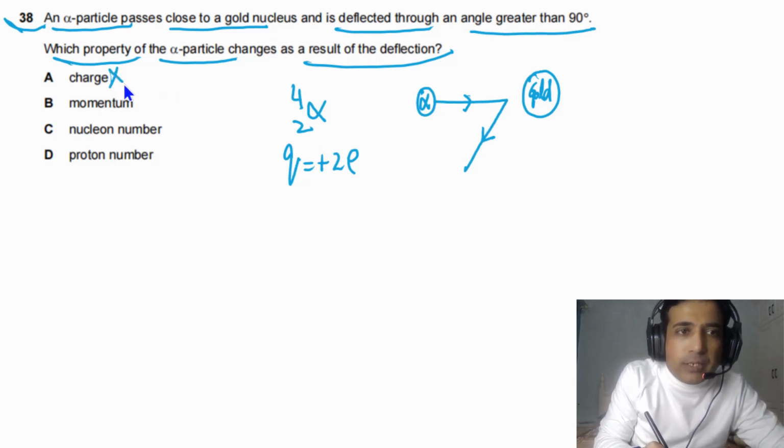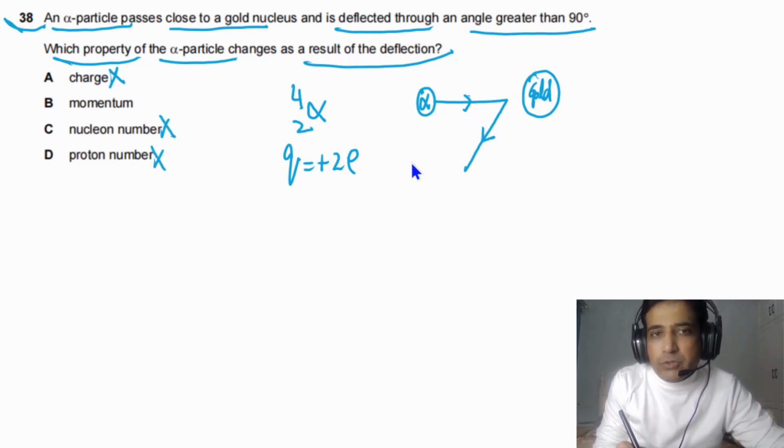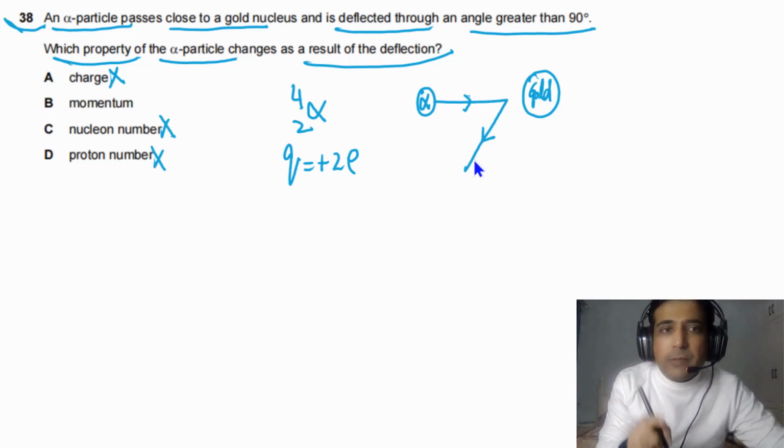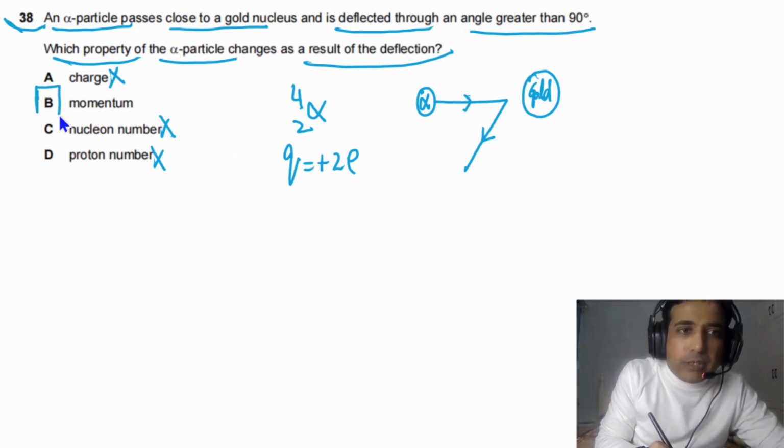So charge will not change. Nucleon number, which is 4, will not change. Proton number, this 2, will also not change. But momentum will change in this case because momentum is a vector quantity, and in this case, direction of alpha particle is changing. So it means its momentum will change, but rest of the properties will stay same. So simply we can say in this case momentum will change. So this is the answer.